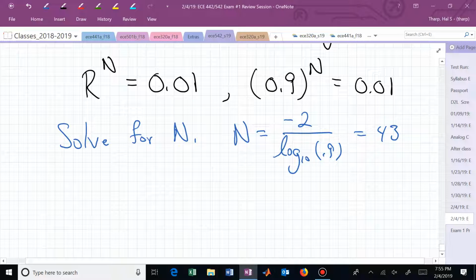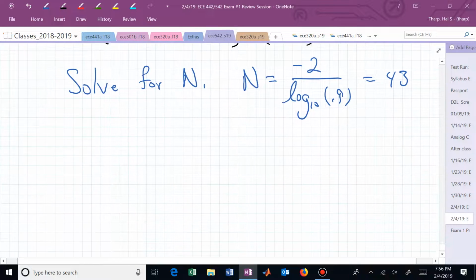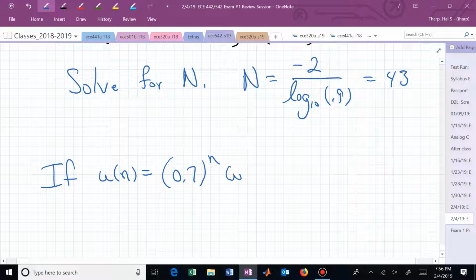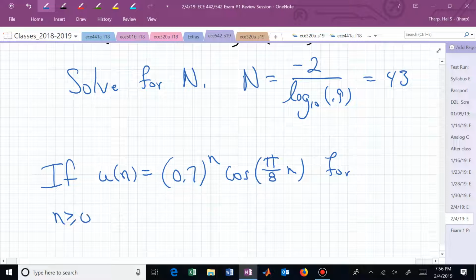And again, you could find the z-transform of the difference equation, find the transfer function, find the roots of the characteristic or the denominator. They will also be 0.9 and 0.5, etc. What if u of n was equal to 0.7 to the n cosine pi over 8 n for n greater than or equal to 0?